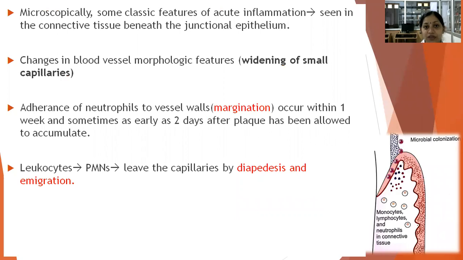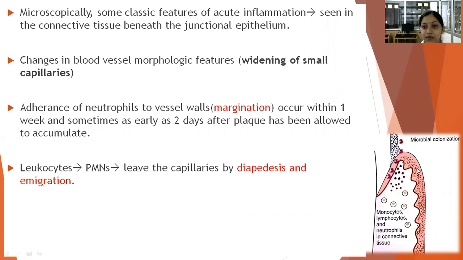What are the microscopic features of this stage? There are certain classic features of acute inflammation. There are changes in the blood vessel morphology, like the widening of the small capillaries, and also adherence of the neutrophils to the vessel walls, which occurs within 1 week and sometimes as early as 2 days after plaque has been allowed to accumulate. Then the leukocytes leave the capillaries by diapedesis and emigration.